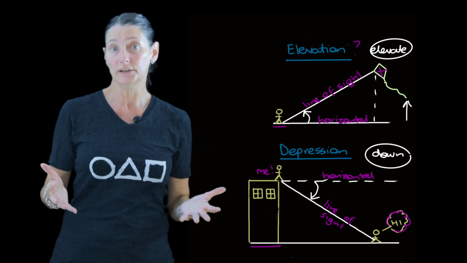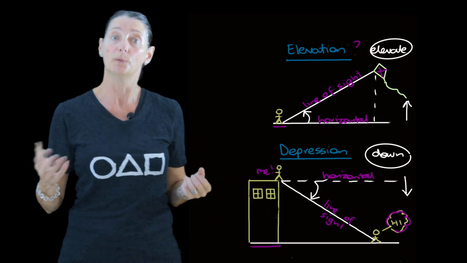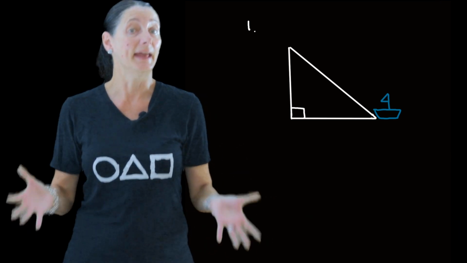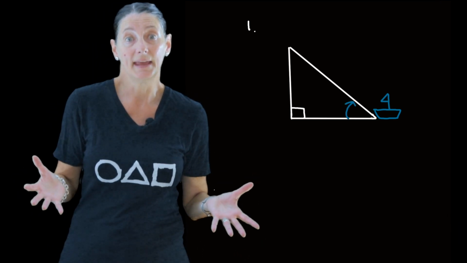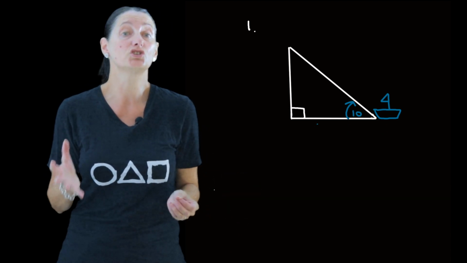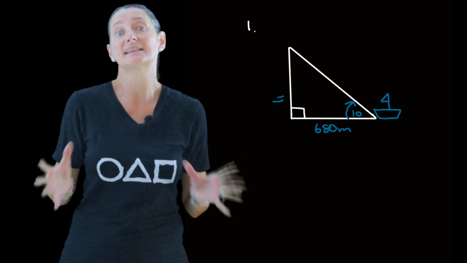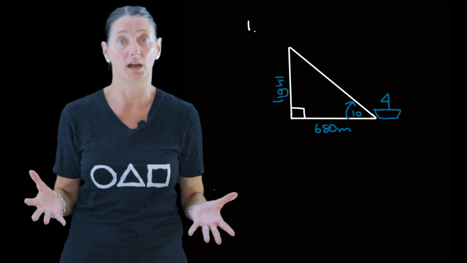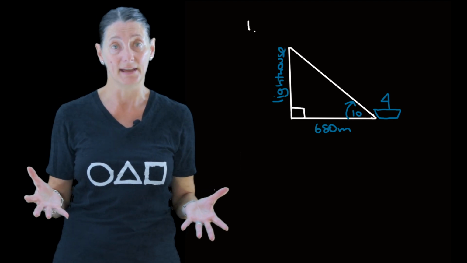Okay, once we know what they are, let's see if we can put them into practice. Why don't we do an example of each, and we'll start with an angle of elevation. Example 1, an angle of elevation. Let's say a captain on a ship sees a lighthouse in the distance. He estimates that the angle of elevation to the top of that lighthouse is 10 degrees. And he is roughly, let's say, 680 metres away from that lighthouse. What that captain wants to find is, how tall is the lighthouse?